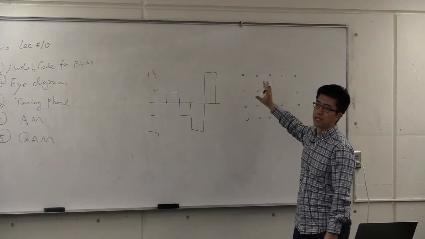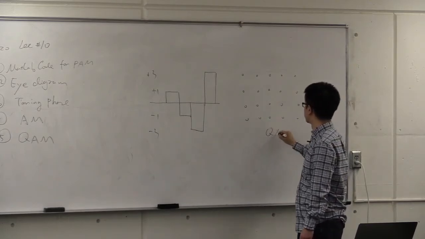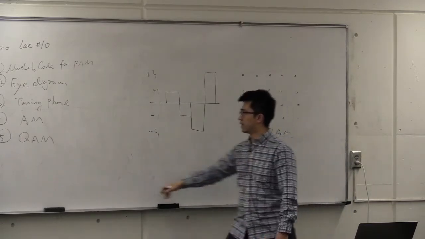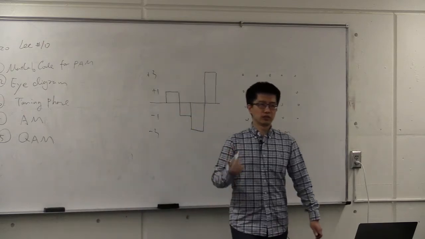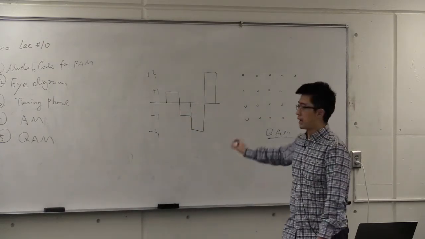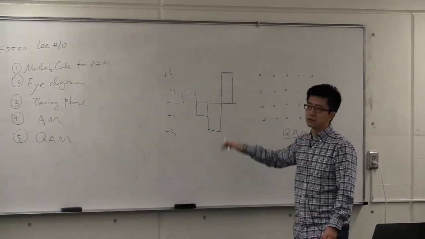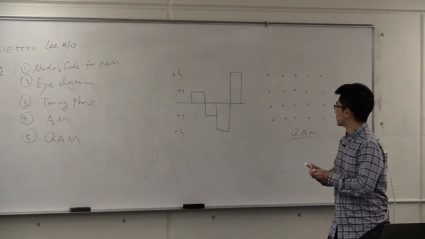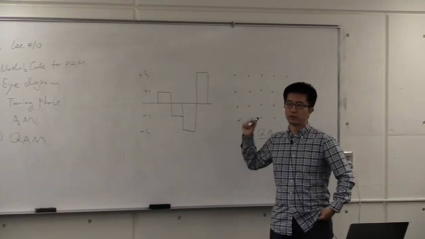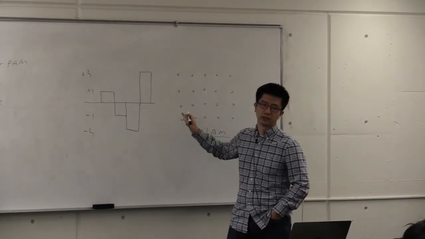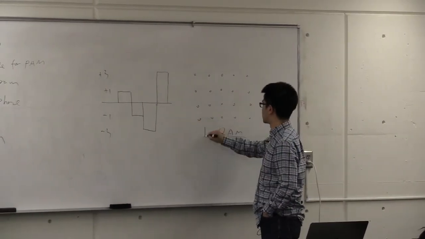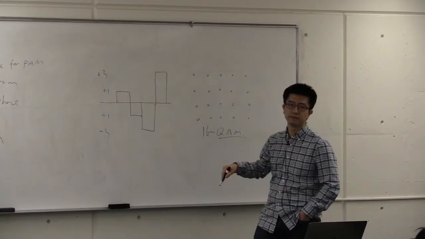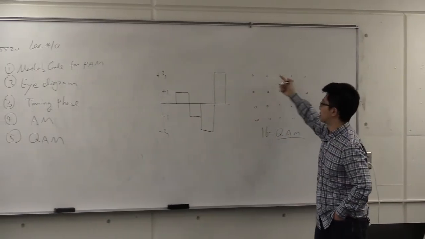Actually, there's a special name for that modulation. It's called QAM, which we're going to go through today in the end. It's quadrature amplitude modulation. PAM is not extremely important since we don't use it today, but QAM is very important. This is exactly what we're using today. In particular, this is called 16 QAM, which means that there are 16 points here.